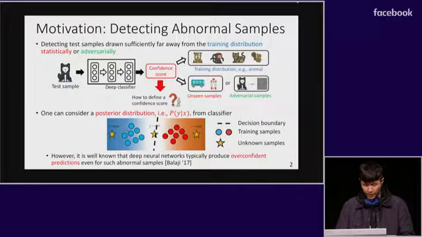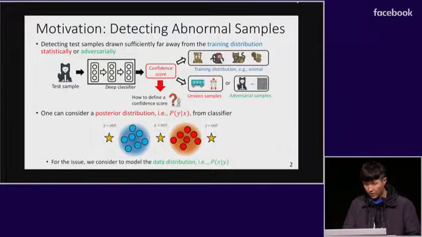In most applications, people utilize a posterior distribution from a classifier, P(y|x), where x is an input and y is its label. However, it is well known that the posterior distribution can easily be overconfident even for abnormal samples. To tackle this fundamental limitation, we consider modeling the data distribution P(x|y) in this paper. This is because P(x|y) is a more direct metric to measure the confidence of an input x.